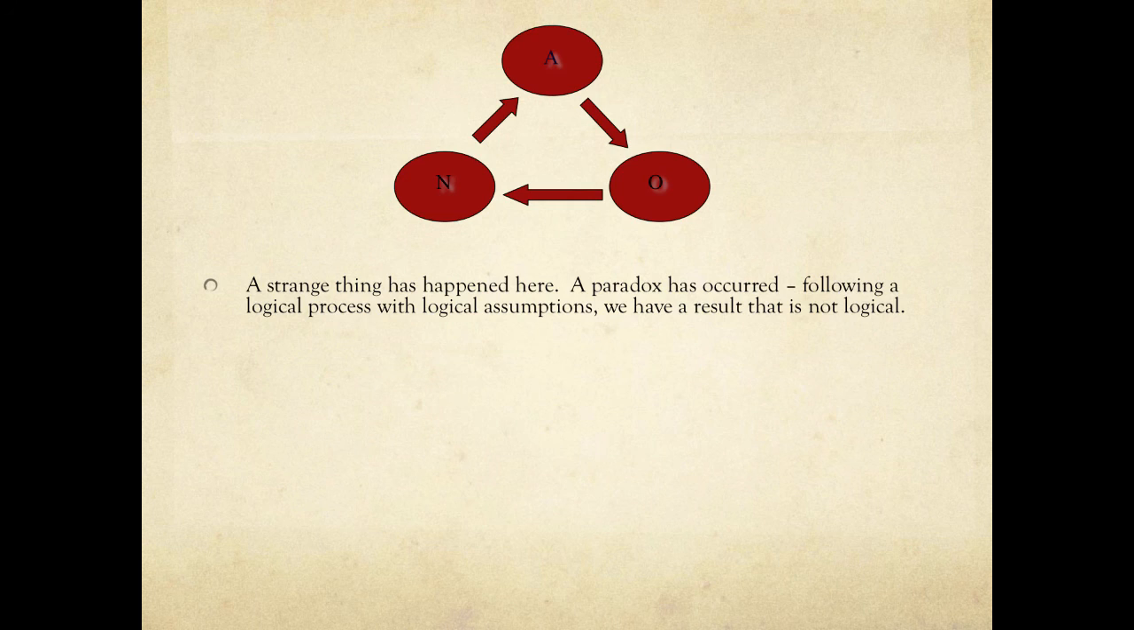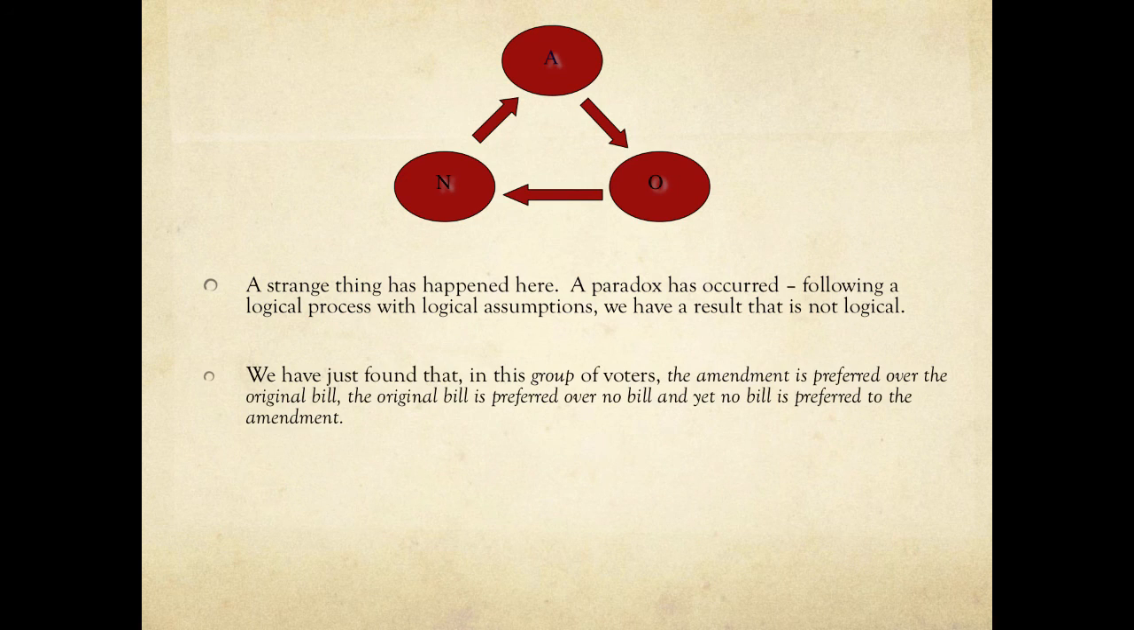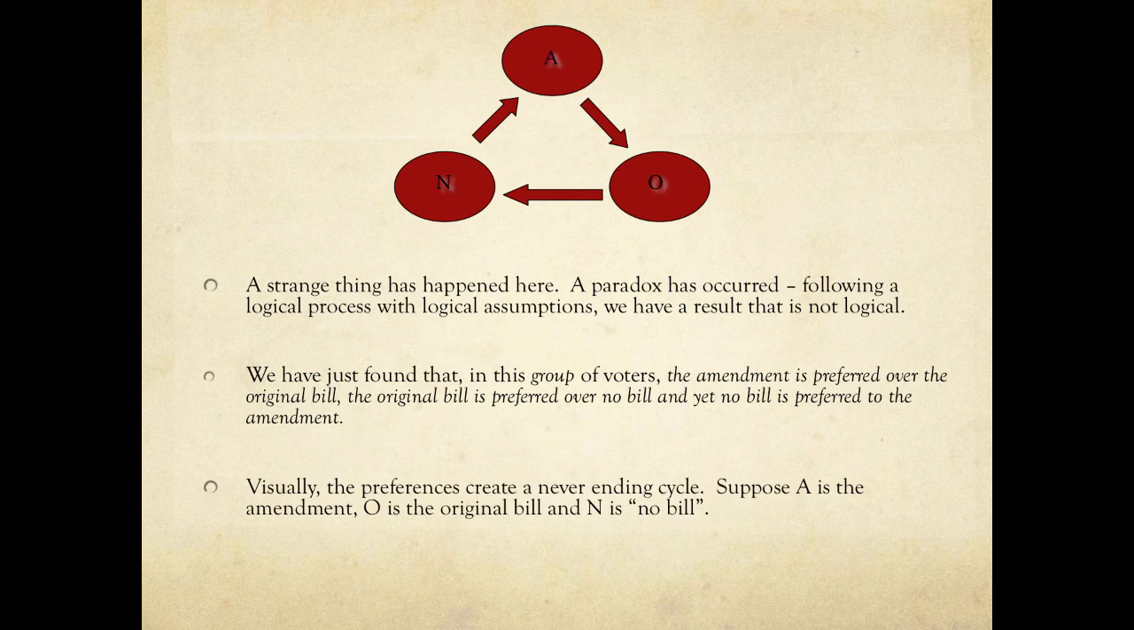A paradox has occurred. Right? Following a logical process with logical assumptions, we have a result that seems not logical. We've just found that in this group of voters, the amendment is preferred over the original, and the original is preferred over no bill, and yet no bill is preferred over the amendment. So visually, the preferences create this sort of never-ending cycle, where A was the amendment, O was the original, and N represented no bill.